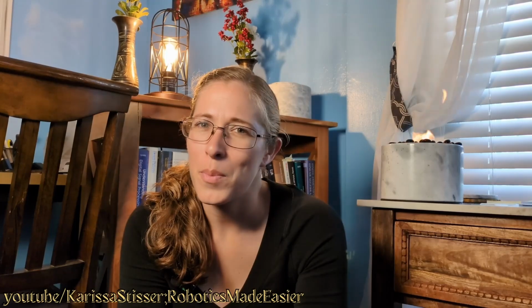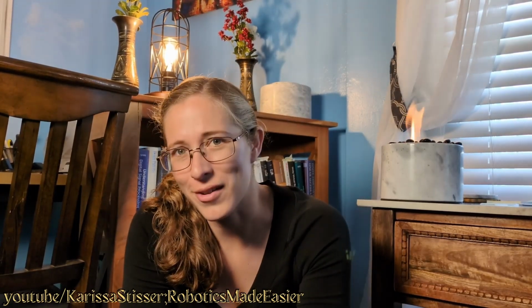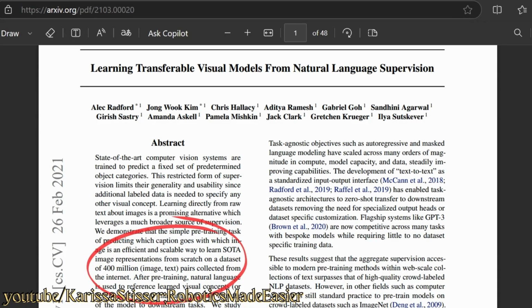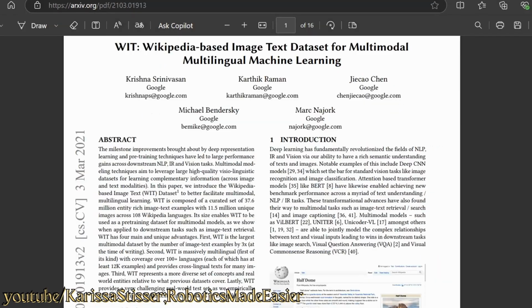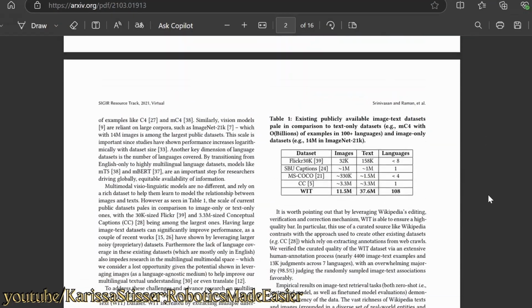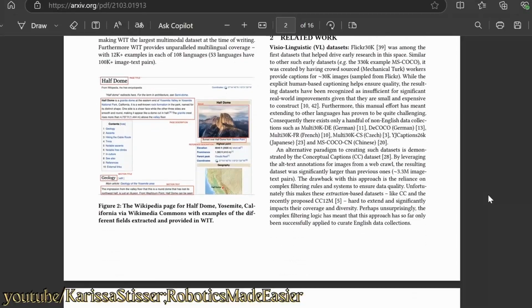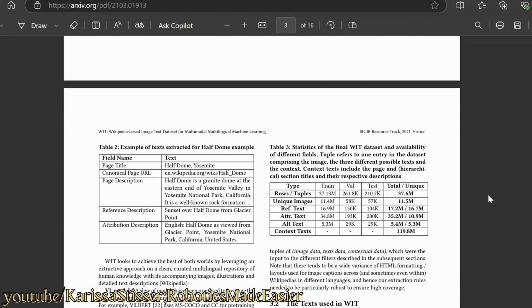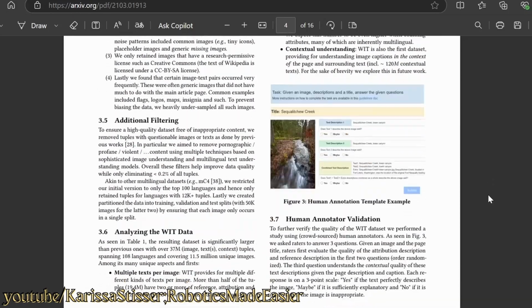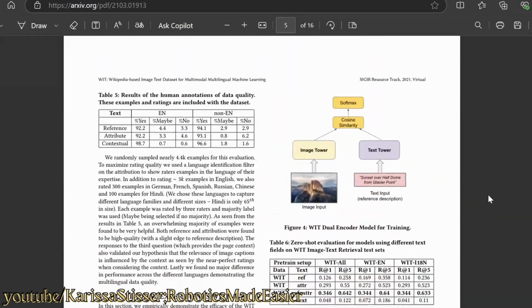Pretty early on, I learned that machine learning models are only about as good as their data. So I got curious. What data did they use to train CLIP? CLIP says they trained using 400 million image-text pairs collected from the internet in a dataset they called WIT, or Wikipedia-based image text. They used Wikipedia to curate a dataset with 37.6 million entity-rich image text examples with 11.5 million unique images across 108 Wikipedia languages.